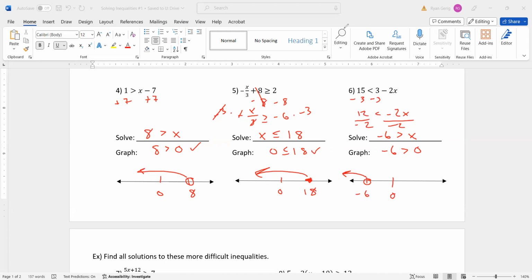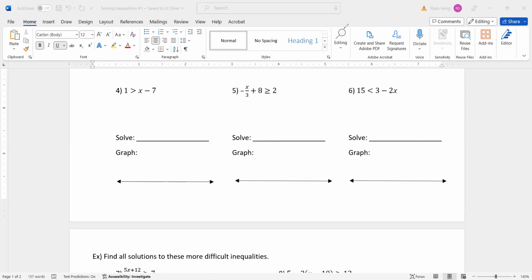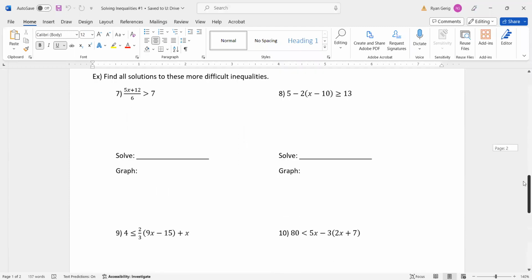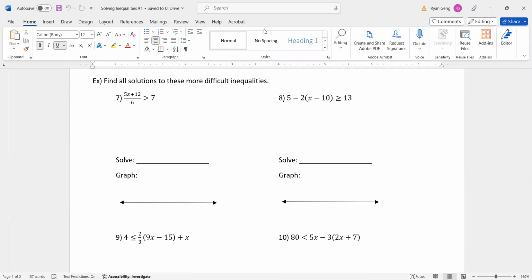Let's work on the back where there are a little more complex problems. Same thing that we've been doing though, except it's just a little more complex. All right, so I'm going to get rid of the fraction by multiplying by 6. Not negative 6, so no need to flip. So 5x plus 12 greater than 42.